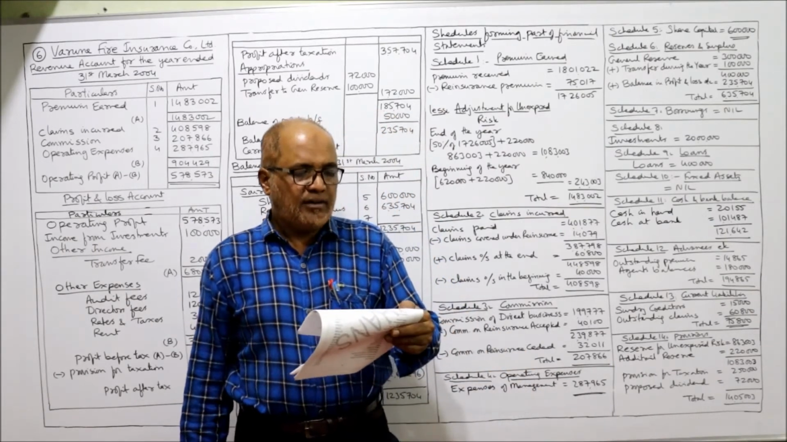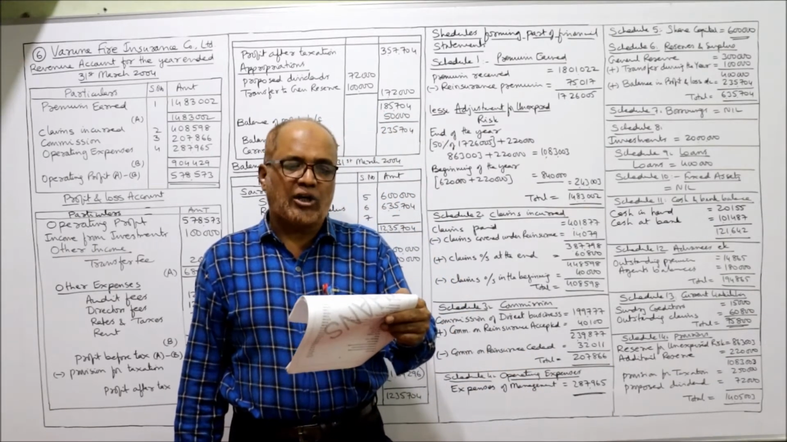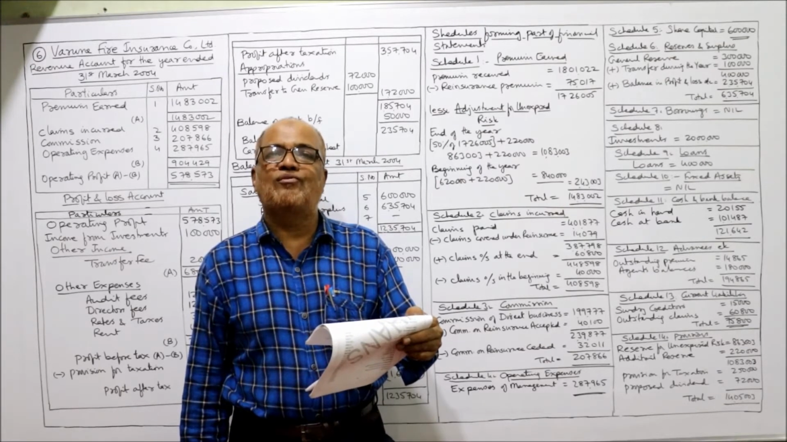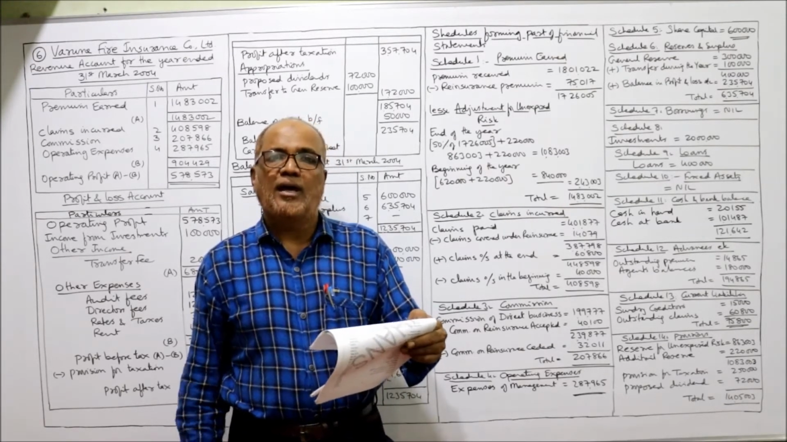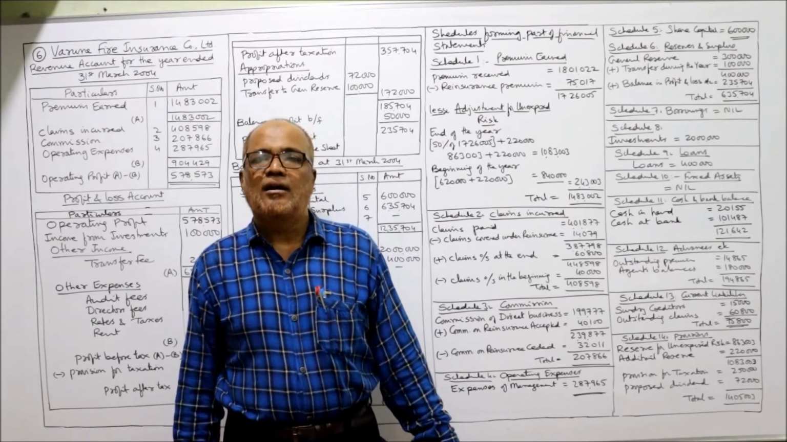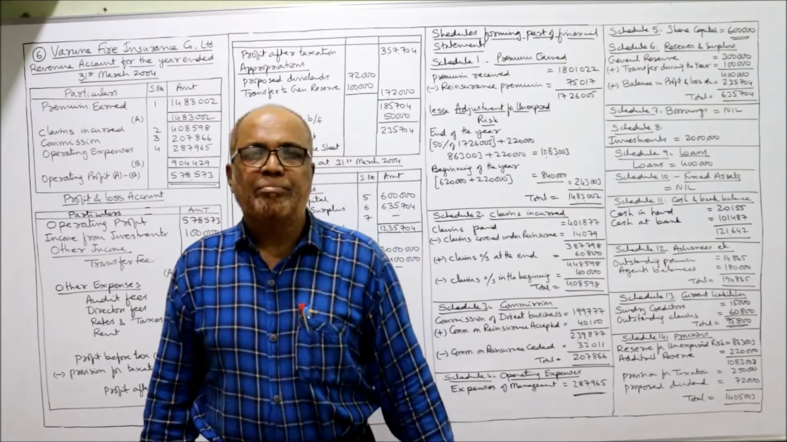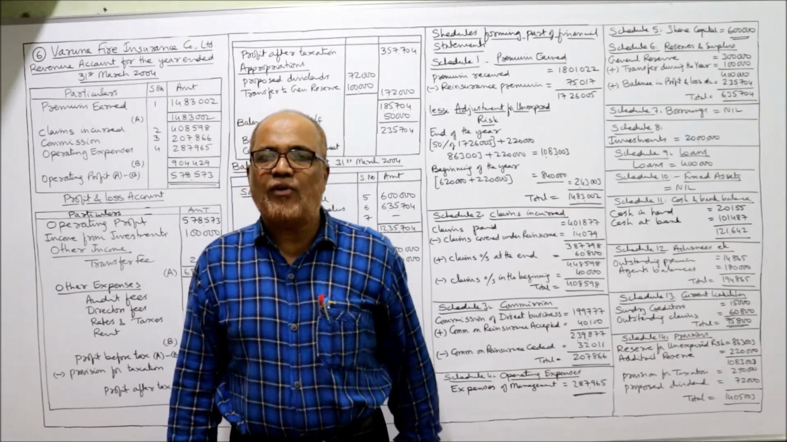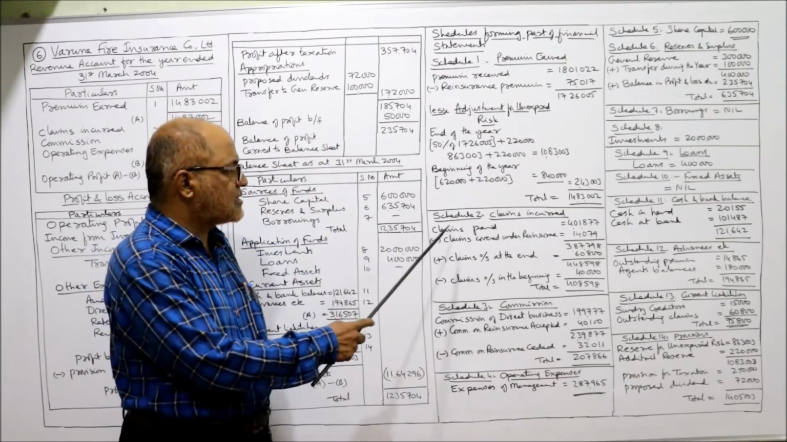Last adjustment, claims intimated but not paid. That means outstanding claims on 31st March 2004, at the end of the year. At the end of the year, the outstanding claims are 60,800. Now this will appear twice. This outstanding claim at the end of the year will appear twice. First of all, it will be added to claims. See here.